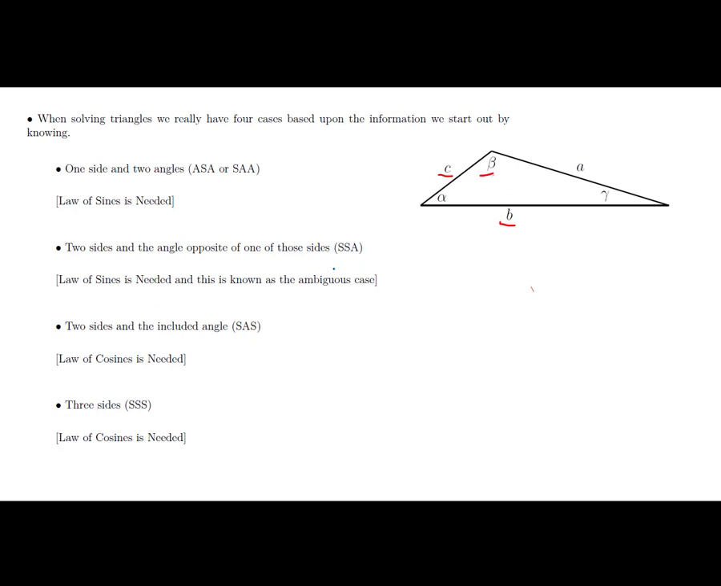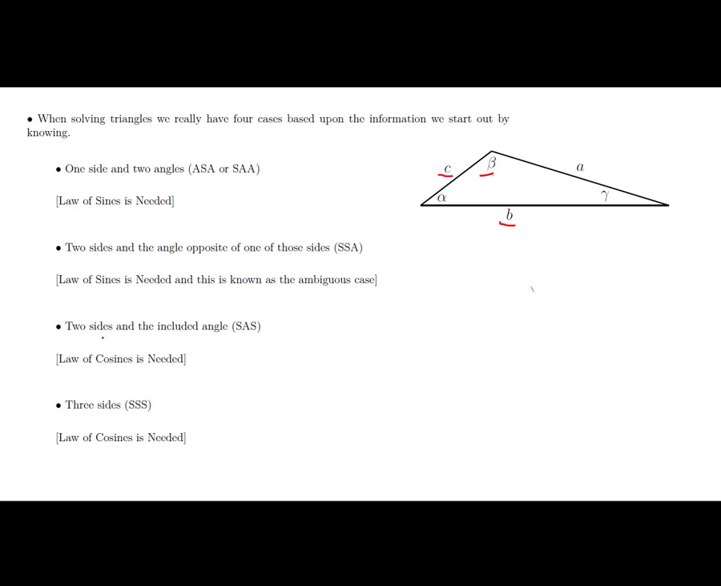And here this is known as the ambiguous case, and we're going to explore this in class together. But the ambiguous case means that there may be more than one triangle that satisfies the side and angle that you're given. Or there may be no triangles also. So it's kind of a weird case, and we'll talk about that a lot in class, but we will use law of sines for that.